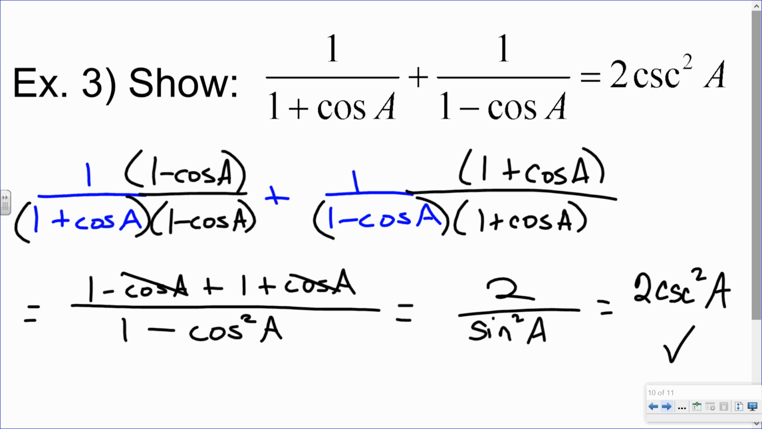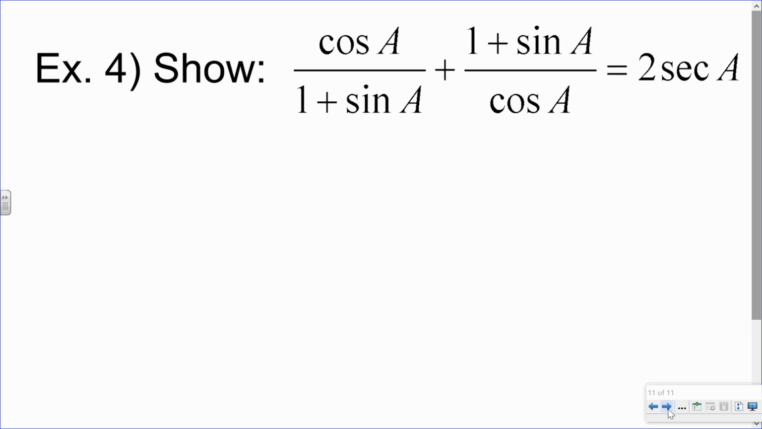Questions? All right, our last one. The left side's messier, agreed? So we're going to start with the left side. I've got fractions. What do I have to do when I'm working with fractions, Benjamin? Whether it's trig or anything else, if I'm working with fractions and I want to add them, what do I need? Got to get a common denominator.